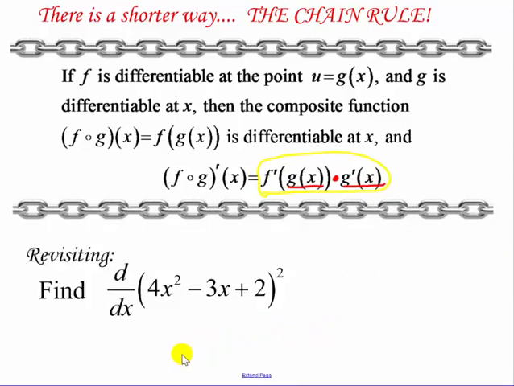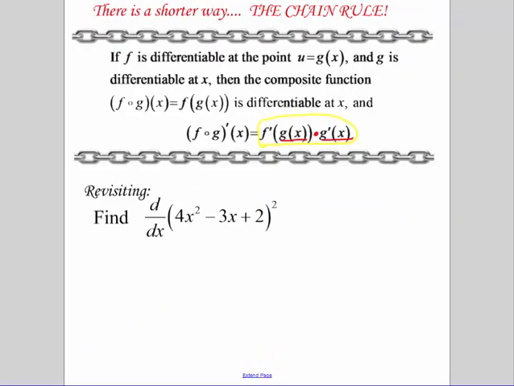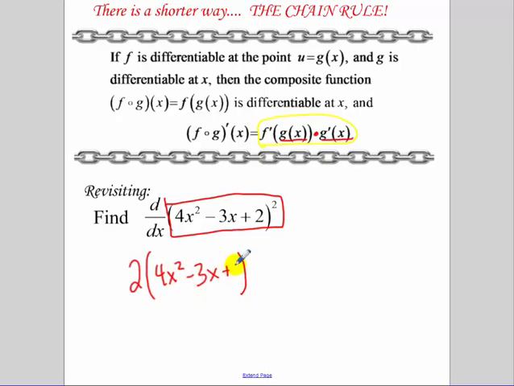Now looking at this function, the one that we originally started with, an easier way to do that. The outside function is something squared. So the derivative of that function of something squared would be 2 times that something to the first power. Well, that something is 4x squared minus 3x plus 2. Now we take the inside function and we have to take the derivative of that. So the derivative of that would be 8x minus 3.